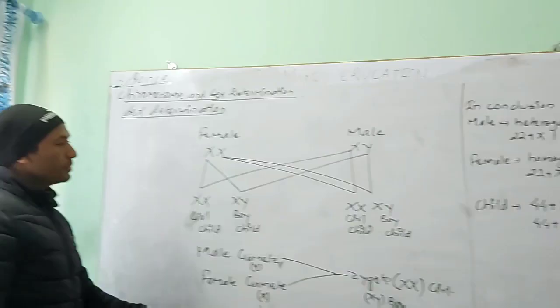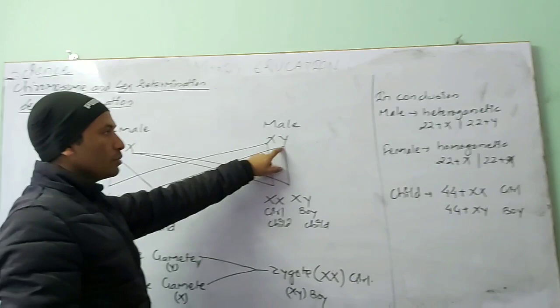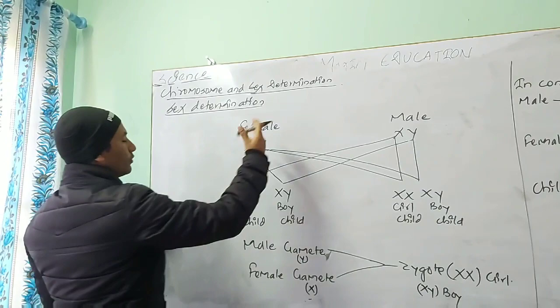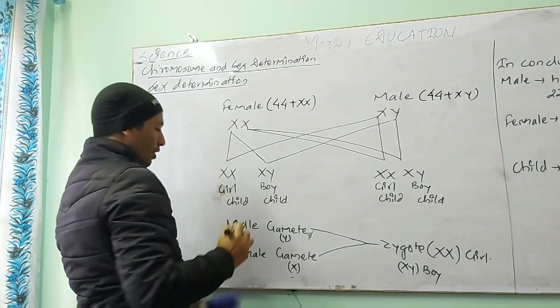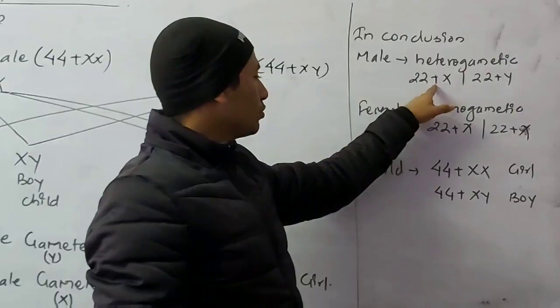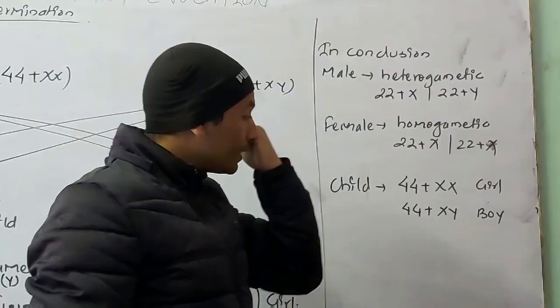So in conclusion, the male XY chromosomes we discussed are in gametes, not the total chromosomes present in male and female. In female, it will be 44 plus XX, and in male, it will be 44 plus XY. But these are gametes. Male is heterogametic, consisting of two different types of gametes, 22 plus X and 22 plus Y. So this X and Y will help in determining the girl or boy.